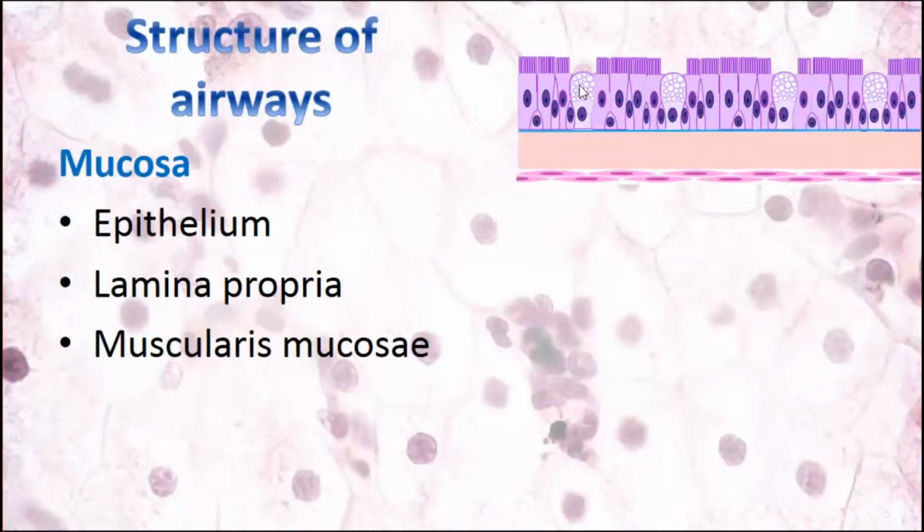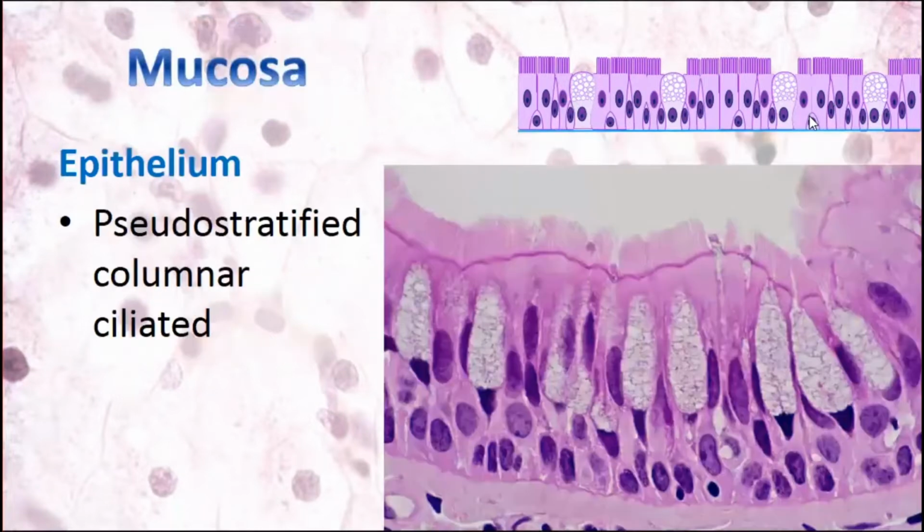And a specific feature of the airways is the epithelium. Here we can see this epithelium, and we can see that it's different. It is not the same as in the digestive system. So let's classify this epithelium. The epithelium of respiratory mucosa is pseudostratified columnar ciliated.